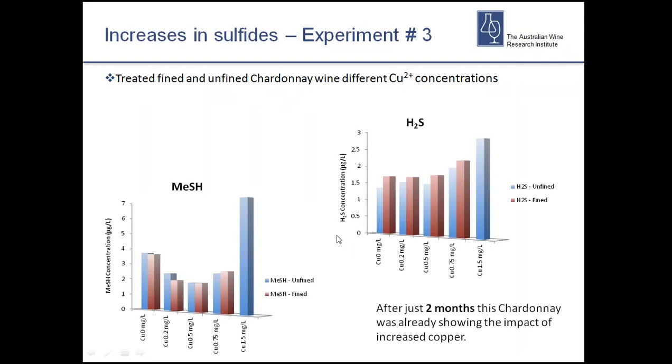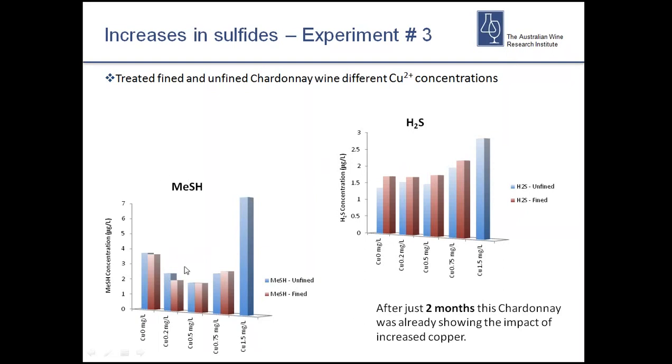So after 2 months of storage, we could already see that the copper was having quite a big impact on hydrogen sulfide and methanethiol. In both graphs, we have our unfined wine shown in the blue bars and our fined wine shown in the red bars. And after 2 months of storage, there's not a big difference between the fined and the unfined wines. But what we can see is that the increase in copper concentration is leading to a stepwise increase in hydrogen sulfide concentration. And for the methanethiol, we can see a bit of a different, parabolic effect of the copper.